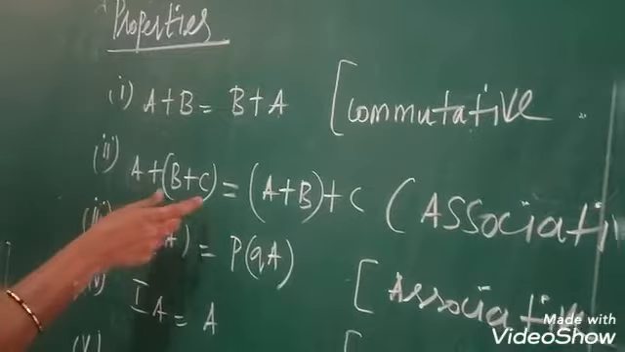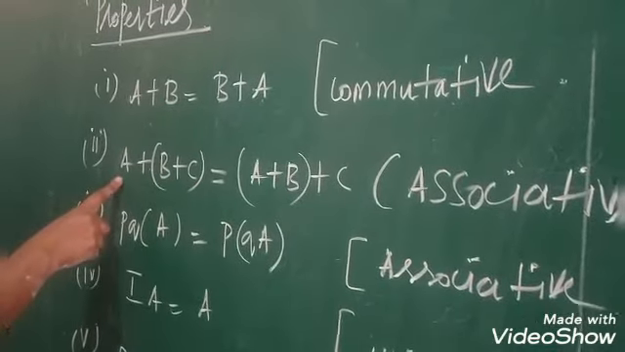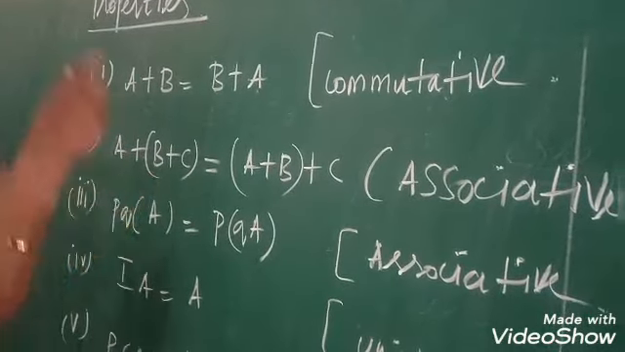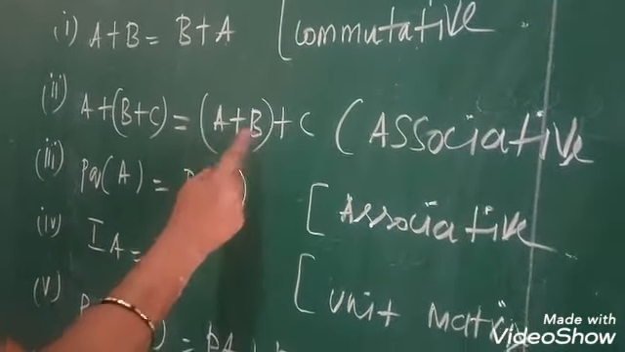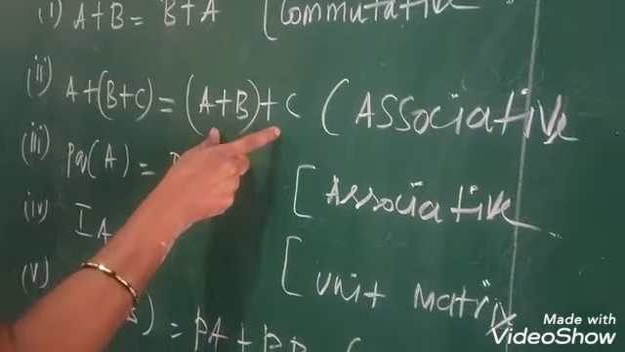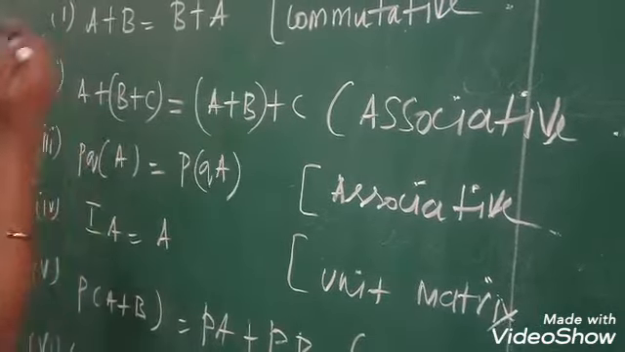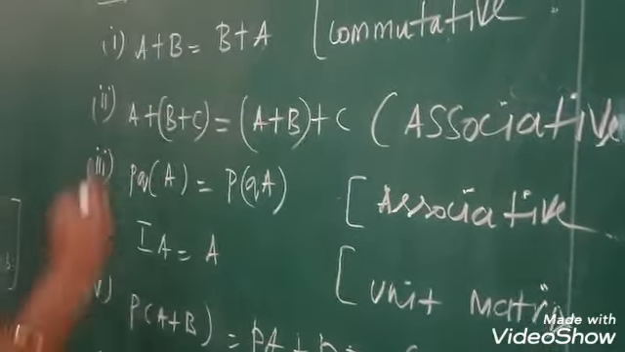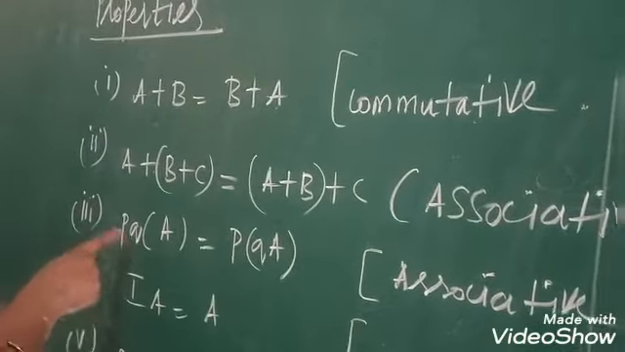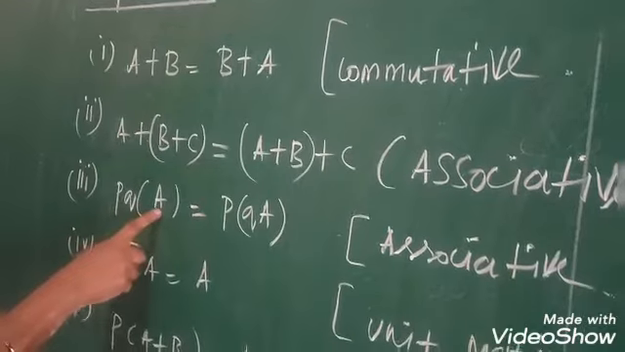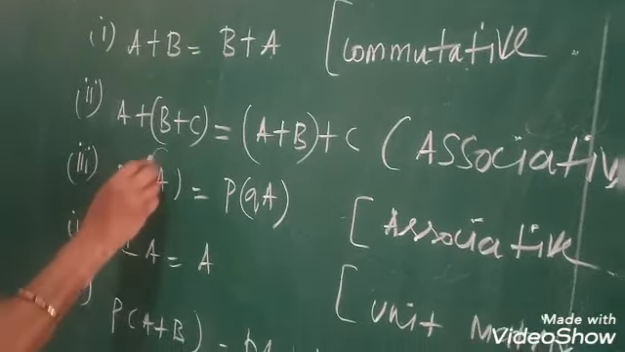If you add the first brackets, then add with the other matrix, you will get one answer. If you interchange the brackets, you should get the same answer. That is called the associative property. So LHS and RHS should be the same in the associative property. Okay girls, then the next property: if you multiply A, which is one matrix, with P and Q.